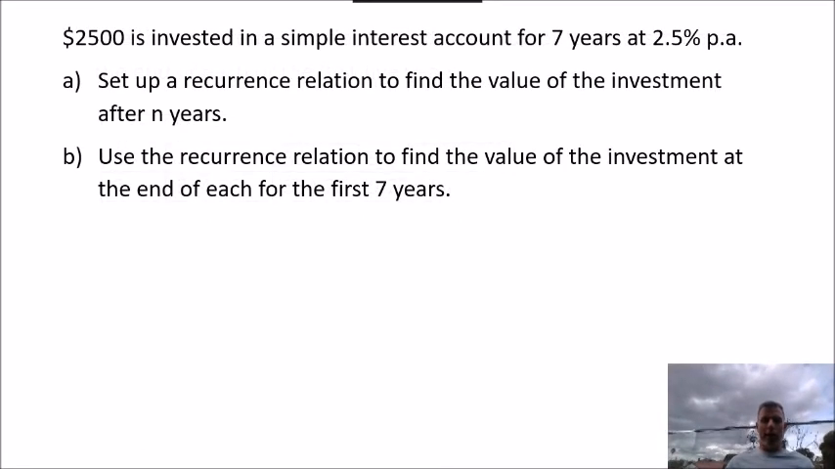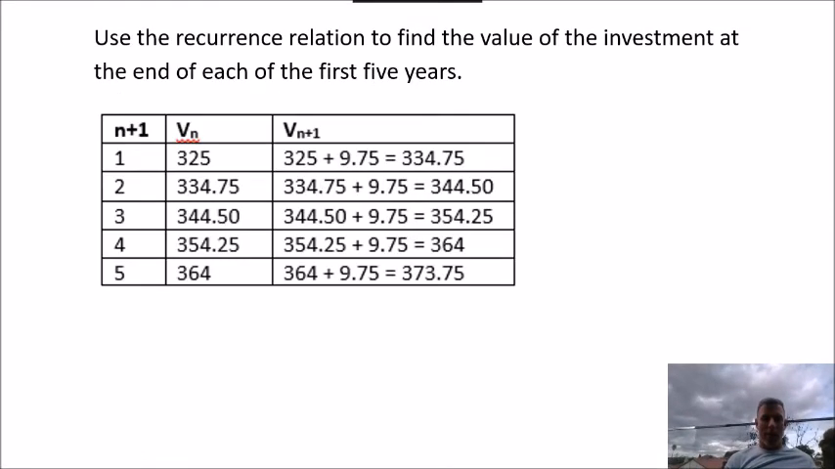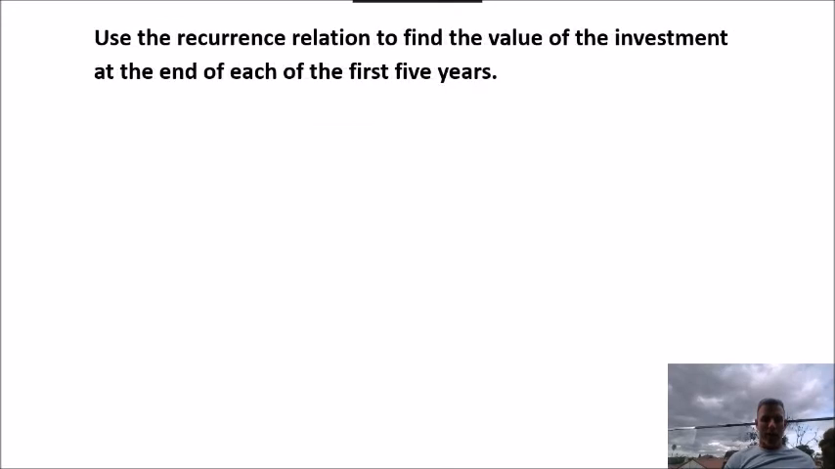So here, this is for you to do right now. 2,500 is invested in a simple interest account for 7 years at 2.5% per annum. Set up a recurrence relation to find the value of the investment after n years. So all you're going to have to do here, it's going to look like this.